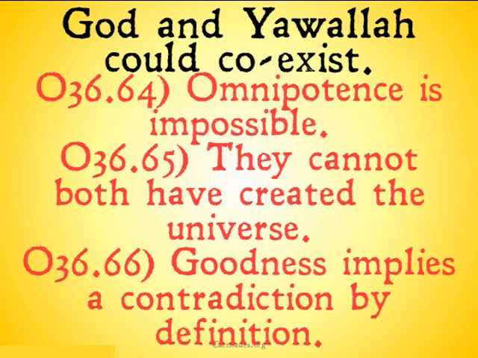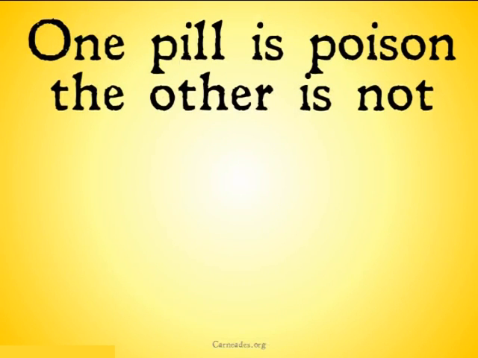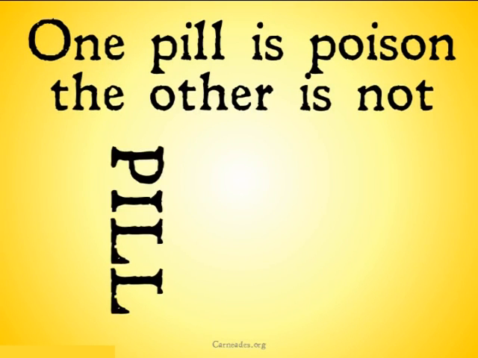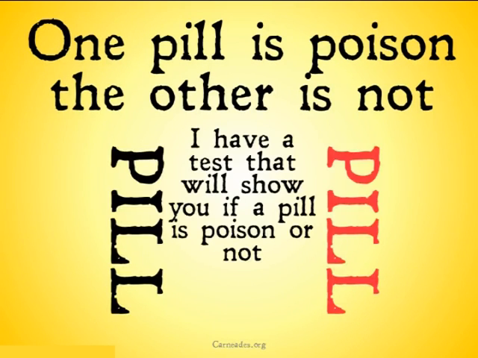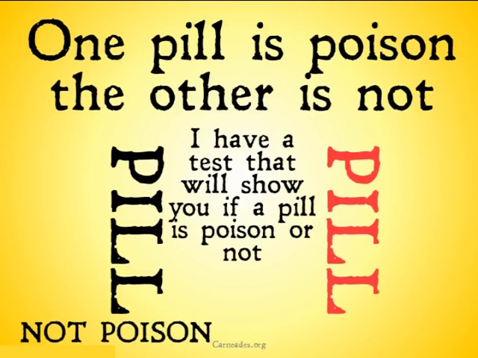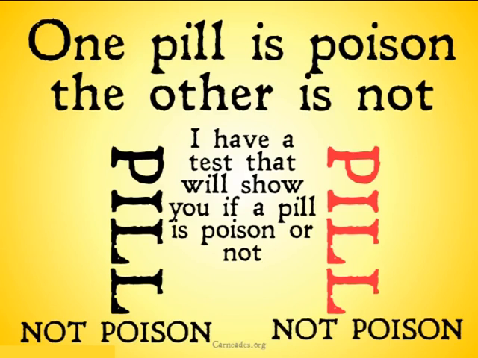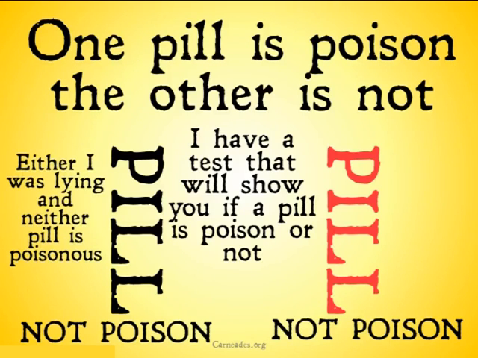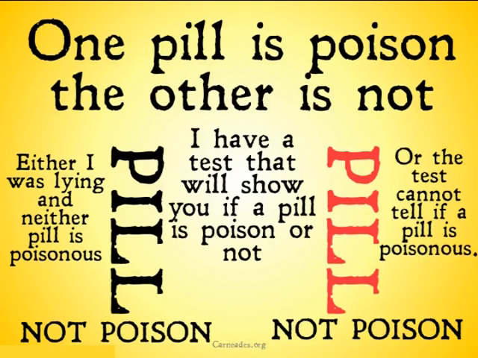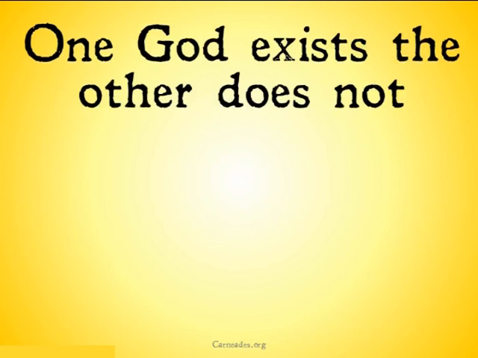36.66. I will bring us back to our original thought experiment. One pill is poison, the other is not. I have a test that will show you if a pill is poison or not. We run the test on the first pill. It shows it's not poison. We run the test on the second pill. It shows it's not poison. Either I was lying and neither pill is poisonous, or the test cannot tell whether or not a pill is poisonous. Think of this in the context of the ontological argument.